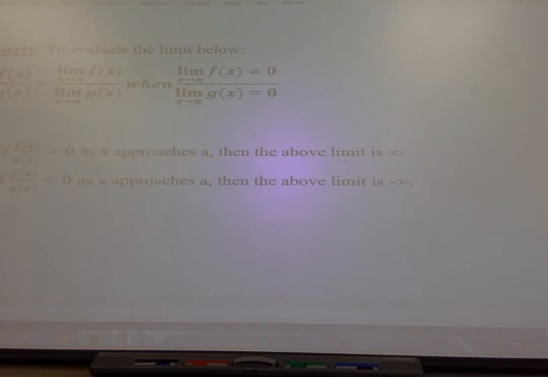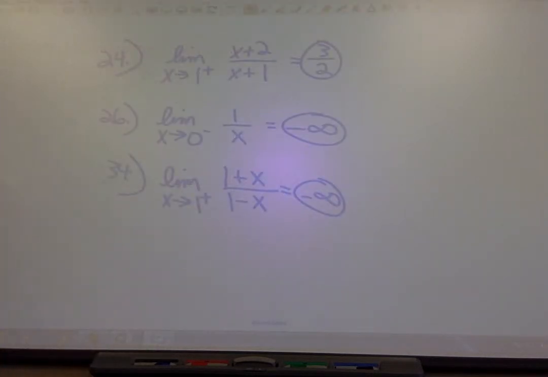Here's how you tell, and I hope this makes sense. If the fraction f of x over g of x is larger than 0 as x approaches a, then the limit's infinity. If that fraction is less than 0 as x approaches a, then the limit is negative infinity. Look at the last two we just did according to that. Read that again. If the fraction's positive as x approaches that number, the limit's positive infinity. If it's negative as x approaches a, then the limit is negative infinity. Look at the last two we did. This is the way I would say it.